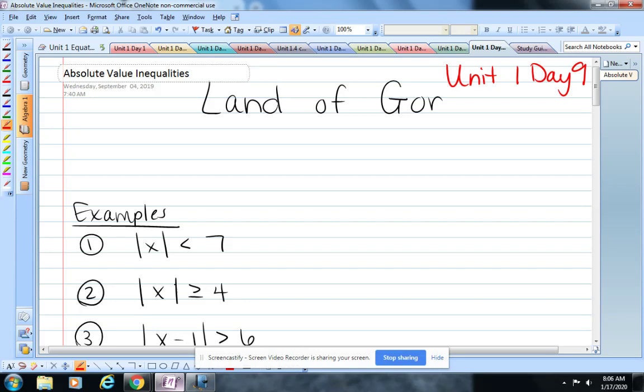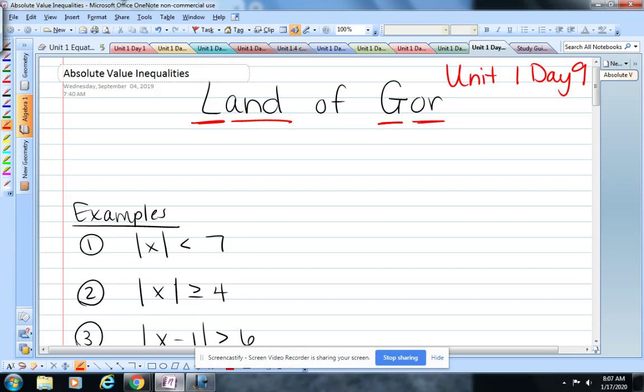So for absolute value inequalities, I'm going to show you in a second, but you have to set them up as an and inequality or an or inequality. And some silly little phrase that helps us remember that is the phrase land of gore. Okay, it reminds me of some kind of medieval times type thing. Okay, so here it is. The law of the land in the land of Gore is that less thans are ands and greater thans are ors.